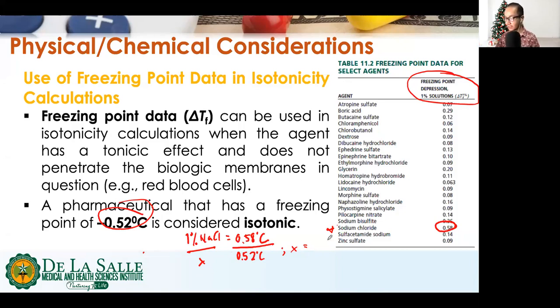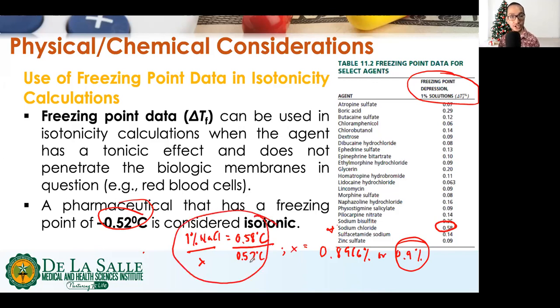So your answer should be equal to 0.8966 percent, or 0.9%. Okay? So ayan, isa pang dahilan, this is how you will show that the isotonic solution is indeed 0.9% sodium chloride. So ito yung use ng freezing point depression values.